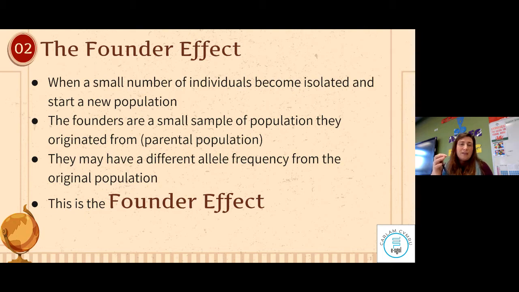So let's have a look at the founder effect. There's a clue in the name. It's when a small number of individuals become isolated and start a new population. So they are the founders of a new area. The founders are a small sample of the population they came from, which we refer to as the parental population. So it's just a few individuals from the main population. They may have a different allele frequency from the original population. They might not, but they can have a very different allele frequency because only a few have made it there. And that's the founder effect.